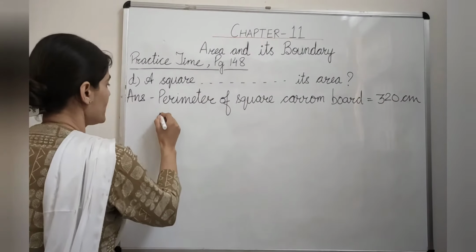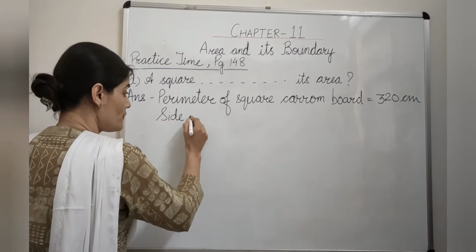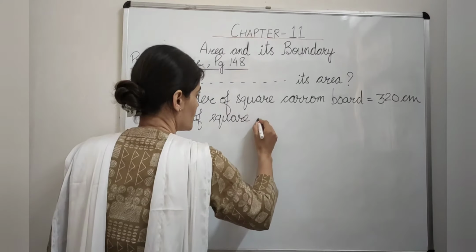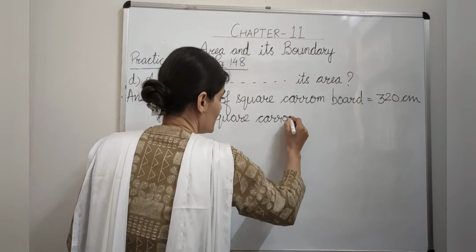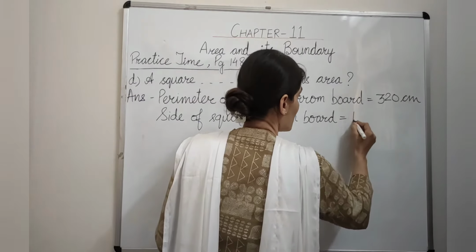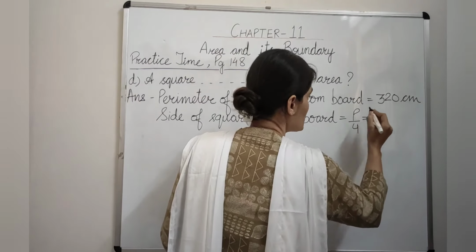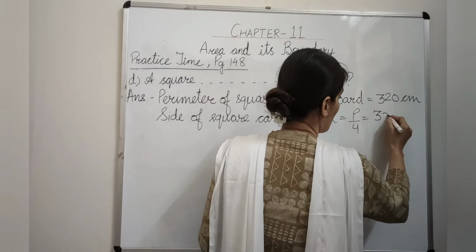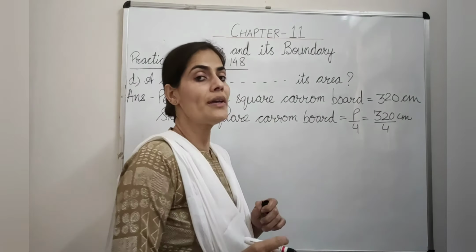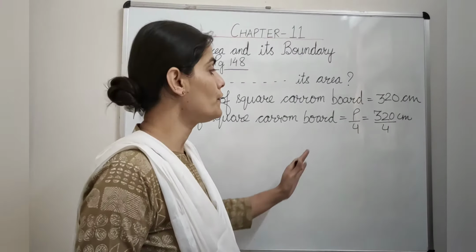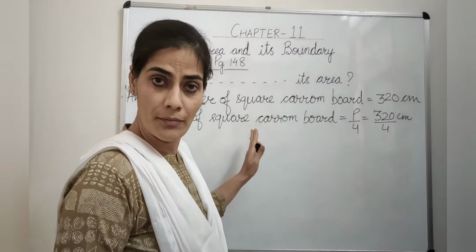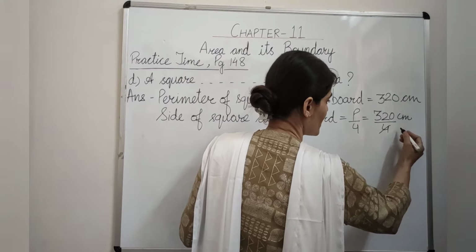centimeter. Now, from the perimeter, how do we find the side? Side of square carom board. Do you know the formula? Beta, it is perimeter divided by 4. So let's put the value 320 centimeter divided by 4. You can either go for cancellation. If you find that difficult, please get the answer by long division method. Let's do it both the ways.